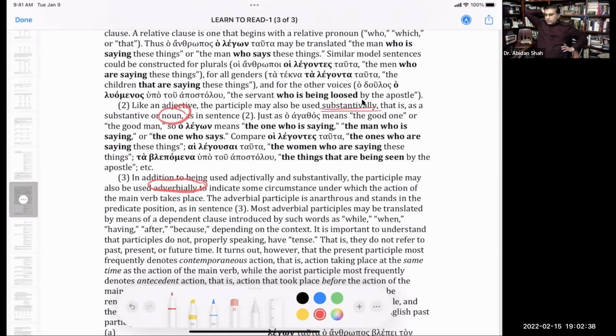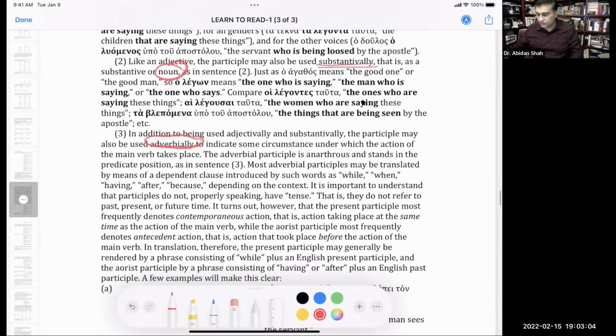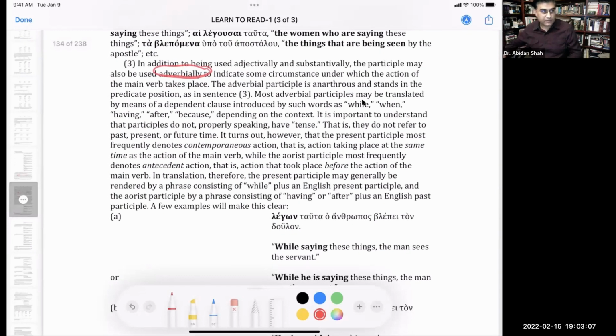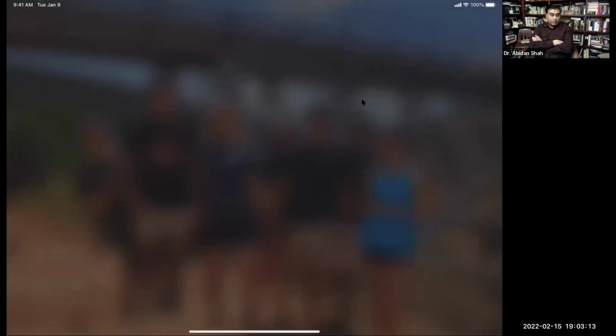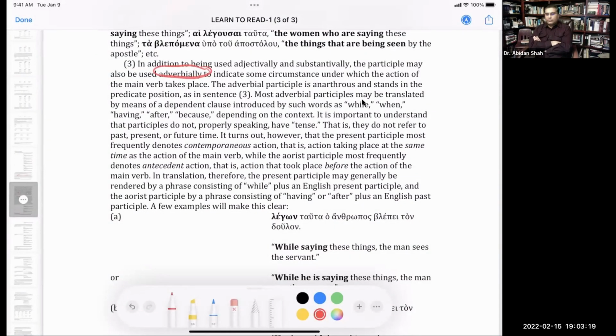And then finally, in addition to being used adjectivally and substantively, the participle may also be used adverbially to indicate some circumstance under which the action of the main verb takes place. So that's a different use. So things like while, or when this was happening, or having said this, or after, because, depending on the context. It can be used adverbially. By the way, what is an adverb? An adverb is something that describes the verb. Okay, so that's an adverb.